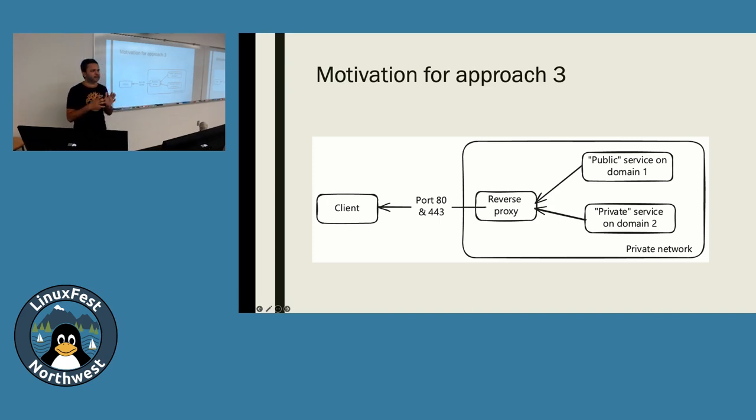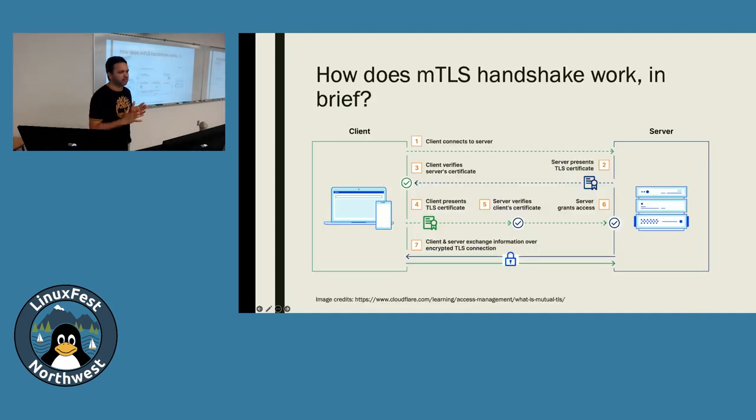But then there were some services which I wanted to keep private. An example is Immich, which is like a Google Photos-like self-hosted software. And I knew that I only wanted a very small number of clients or devices, such as my devices or my wife's devices, to connect to the Immich server, even though the server was exposed to the public internet. And this is where mutual TLS comes into the picture.